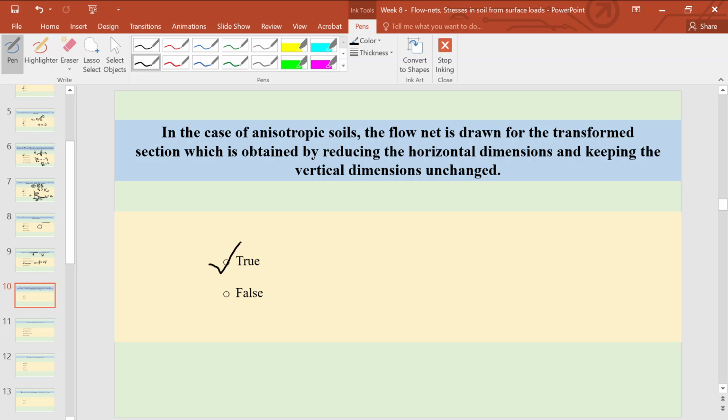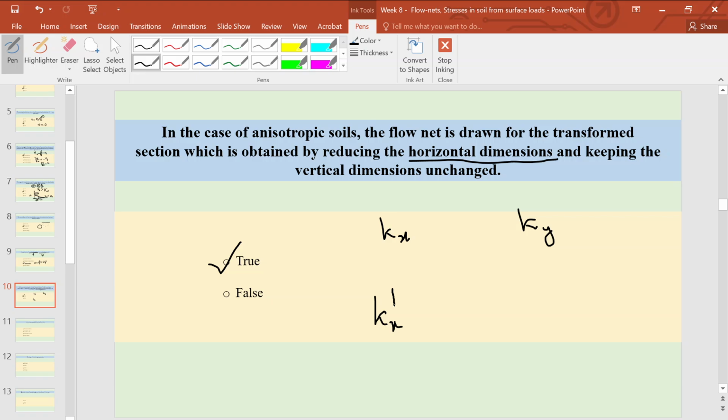So how do we change that? Actually, for anisotropic soils, the flow field looks like a rectangle. So when you transform the section, we reduce the horizontal dimensions so that it becomes a square. Kx and Ky are the coefficients of permeability in the x and y directions. I am doing this with respect to Kx only, but you can do it with any horizontal dimension. I am just doing the generalized value.